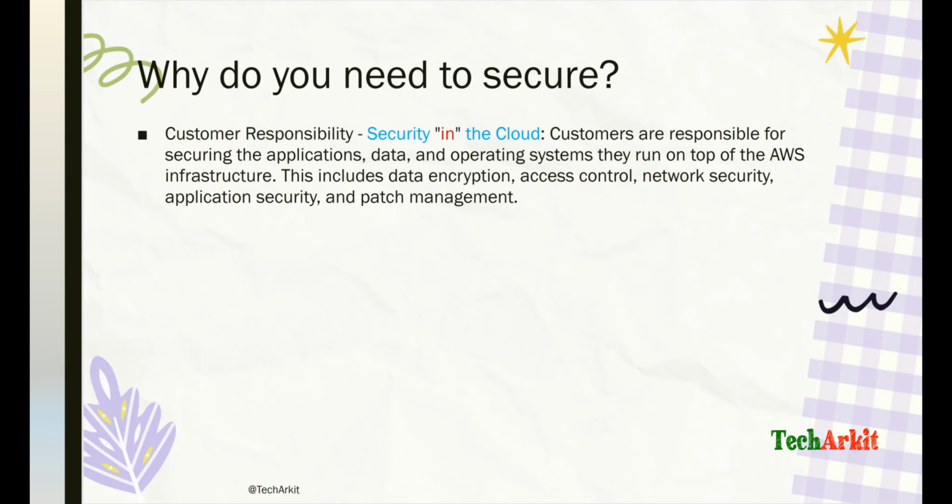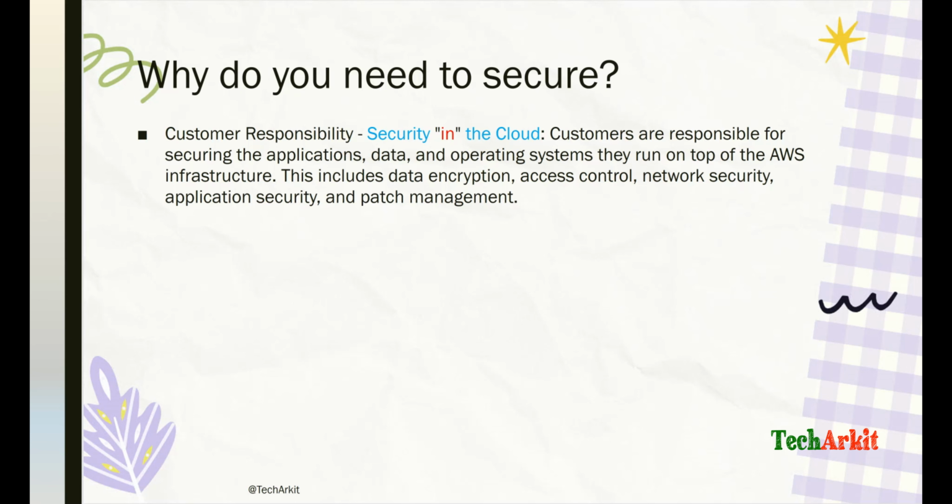So here the customer's responsibility is security in the cloud. The customers are responsible for securing the applications, data and operating system they run on top of AWS infrastructure. This includes data encryption, access controls, network security, application security, and patch management. We already saw some of the shared responsibilities between the customer and the cloud. What are the security responsibilities, the shared responsibilities you have on the cloud?